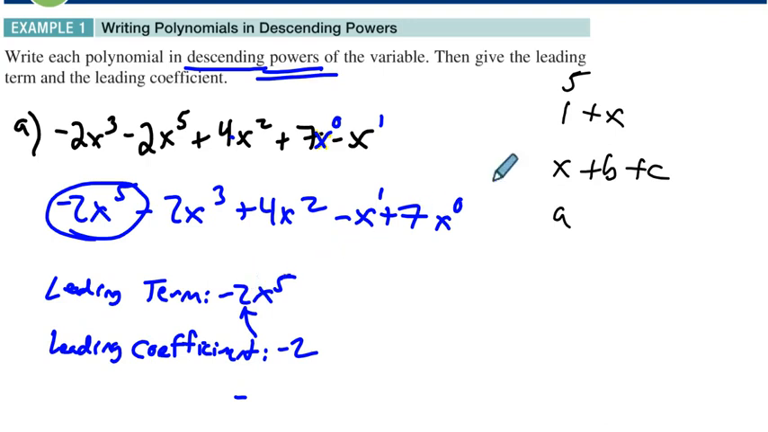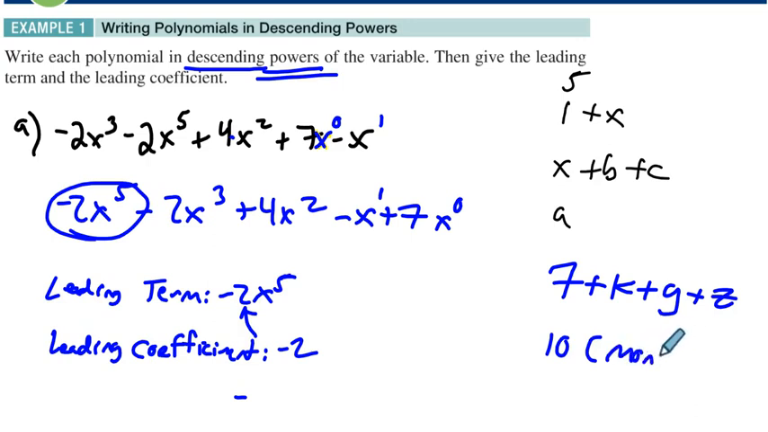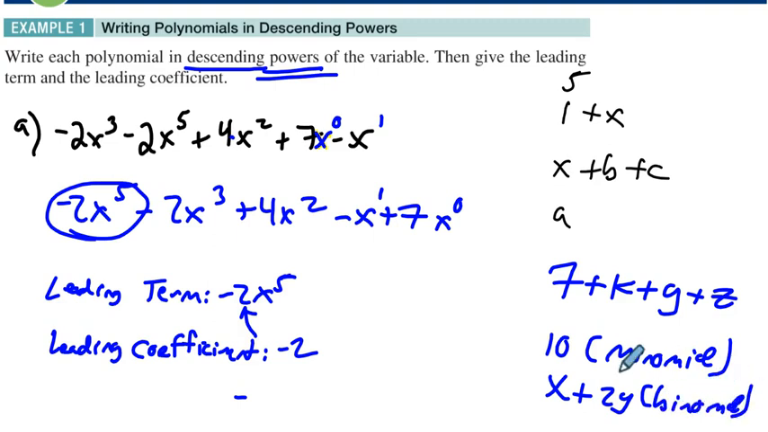Okay, so in review again, a polynomial is something that has many terms. 7 plus x plus y plus z. This is a polynomial. It means more than one. But if I had 10, that's not a polynomial. That's called a monomial. If it has two terms, x plus 2y, that's also called a polynomial, but you can dig down deeper and also call this a binomial. But for the sake of this example, a polynomial is anything that has more than one term.